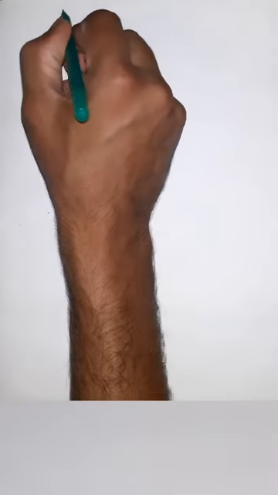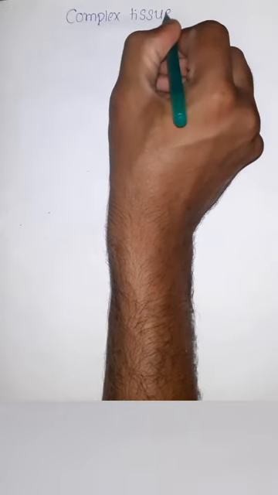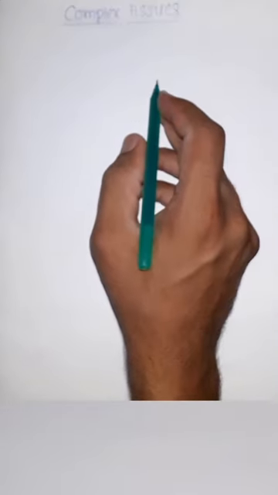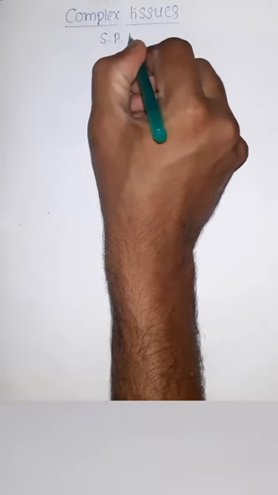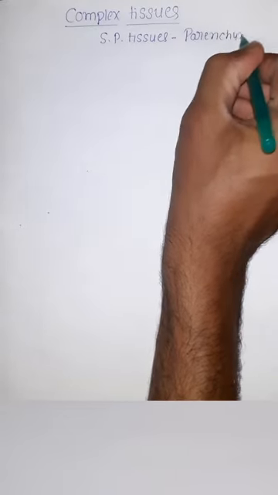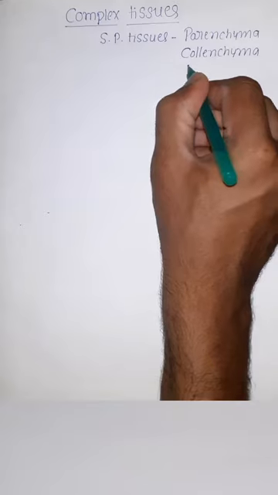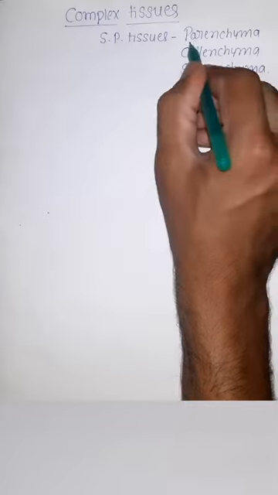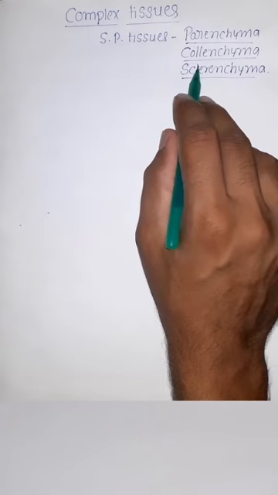Dear students, in this video we will be discussing complex tissues. In the previous videos we have seen different types of simple permanent tissues. They are parenchyma, collenchyma, sclerenchyma. Parenchyma, collenchyma, sclerenchyma. These three are simple permanent tissues.